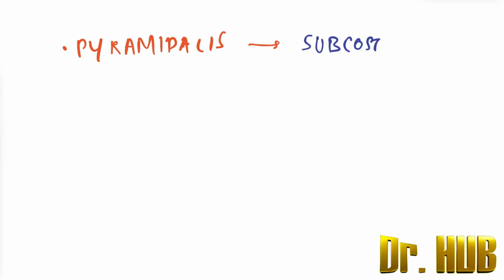Then we move on to the pyramidalis. In terms of the pyramidalis, the nerve supply is the subcostal nerve, which includes the anterior division of T12.